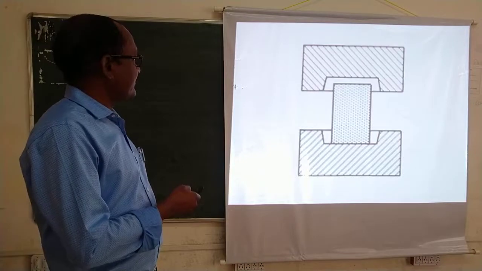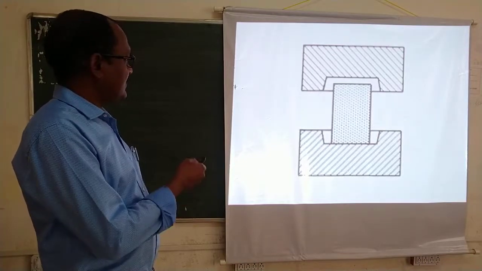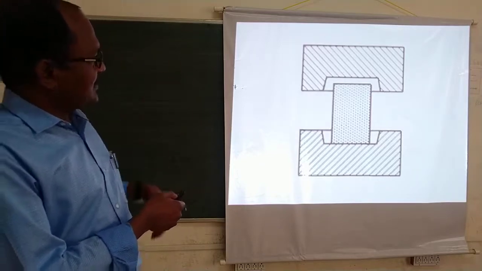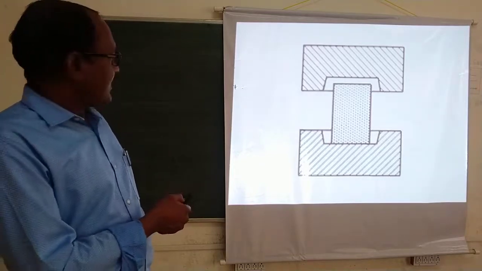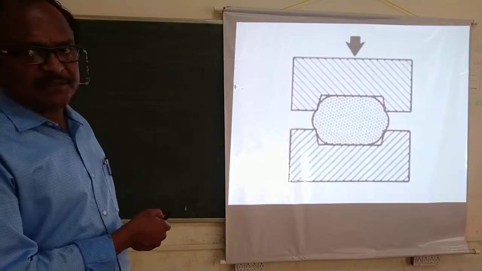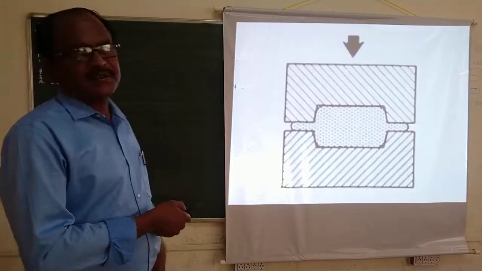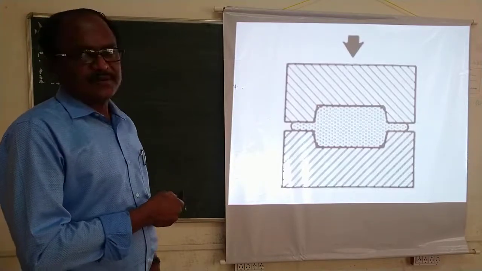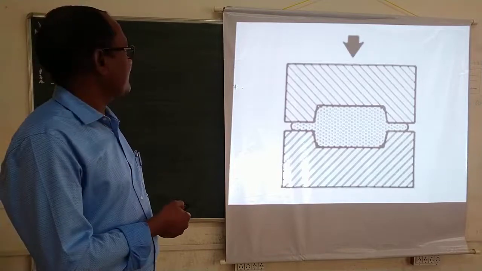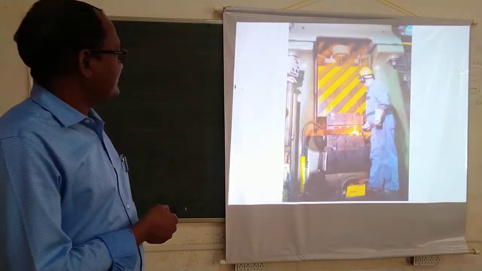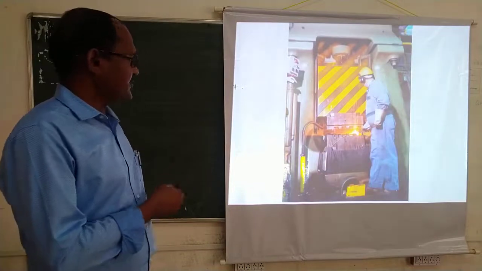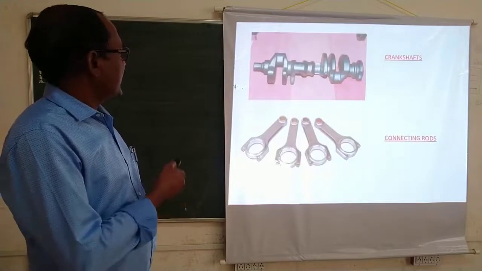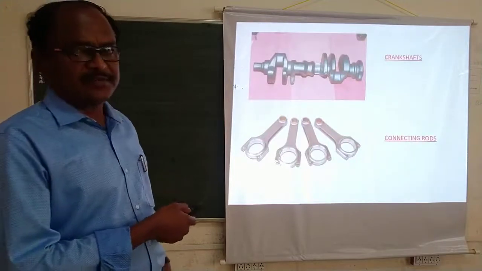This is the workpiece, and two dies are there. So how is the shape given to this workpiece? This is the first stage. We hammer the workpiece surface, and it is converted into this particular shape. At the last, you have this desired shape. Means whatever the shape of the die, that is produced on the workpiece surface. So this is the press forging die used in mechanical industries. These are the crankshaft and connecting rods manufactured by forging operations.